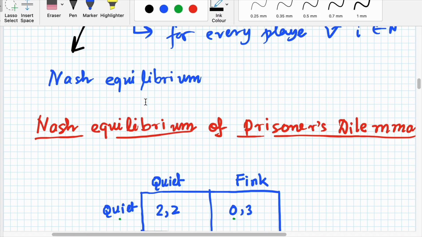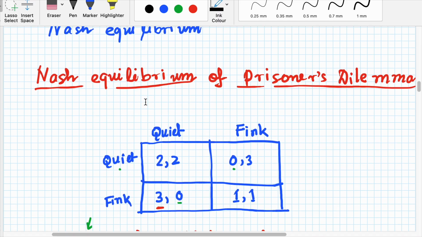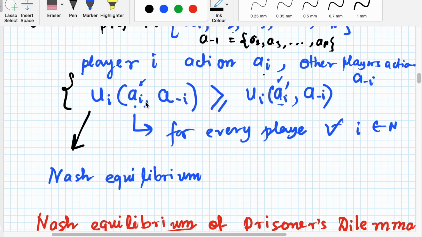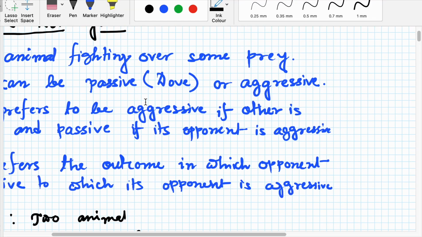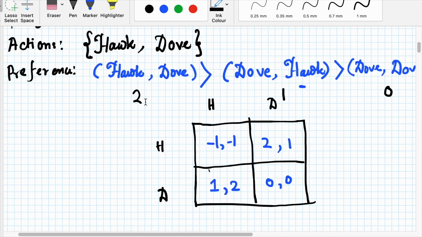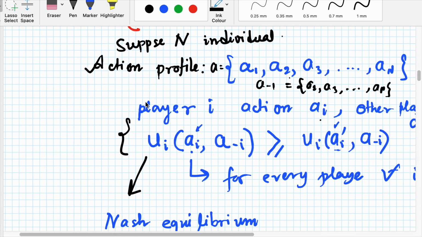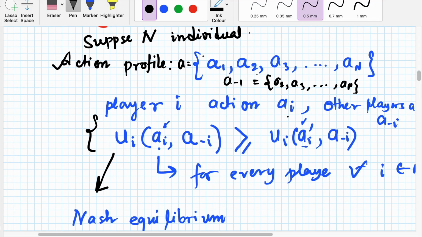And why is this concept called equilibrium? Because if we go to the definition of the Nash equilibrium, we will see. We have basically introduced here the pure Nash equilibrium. And what does it mean?